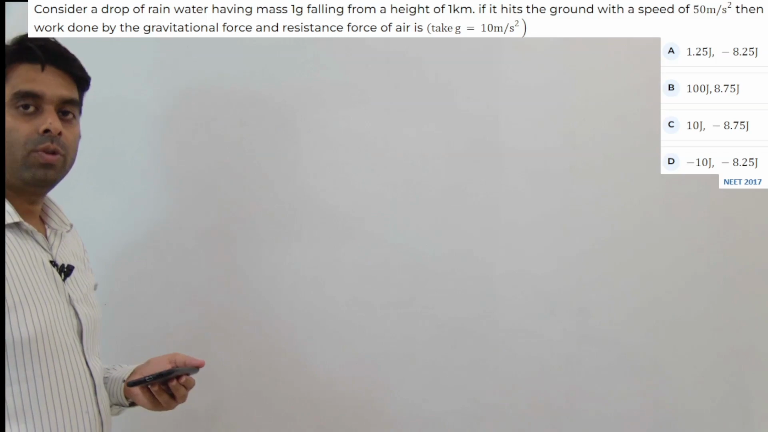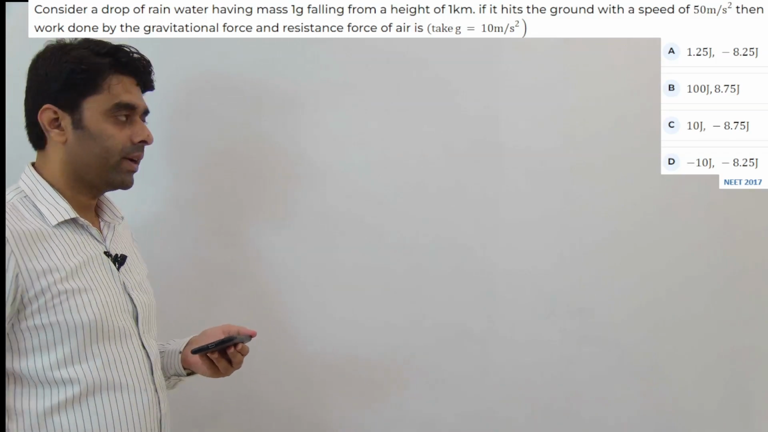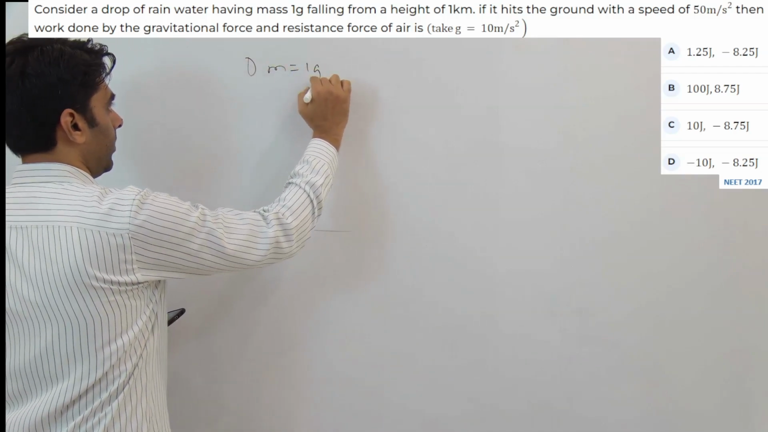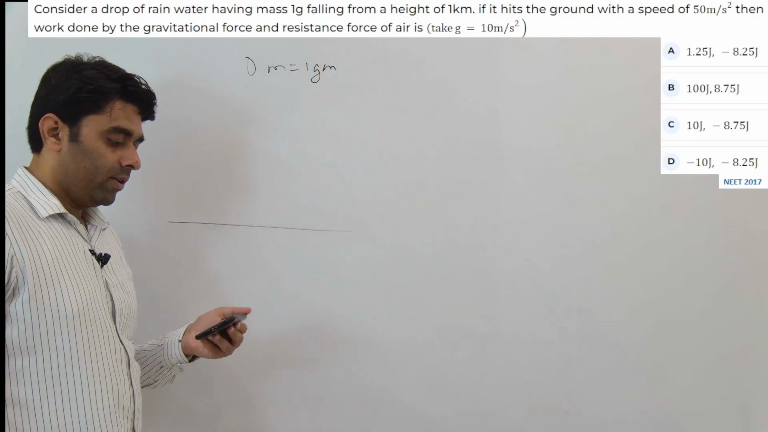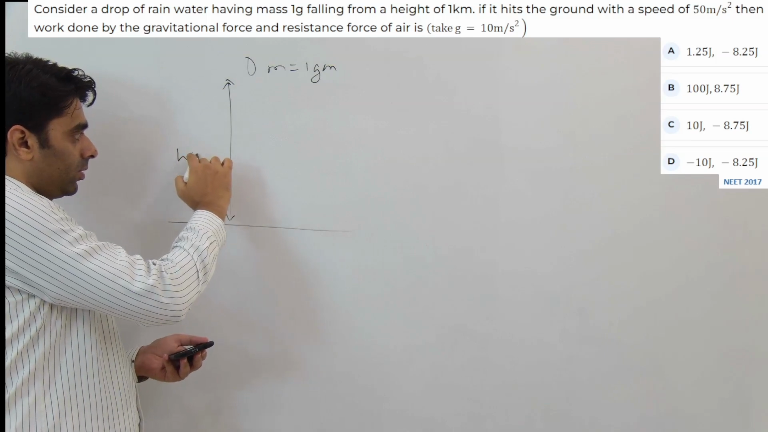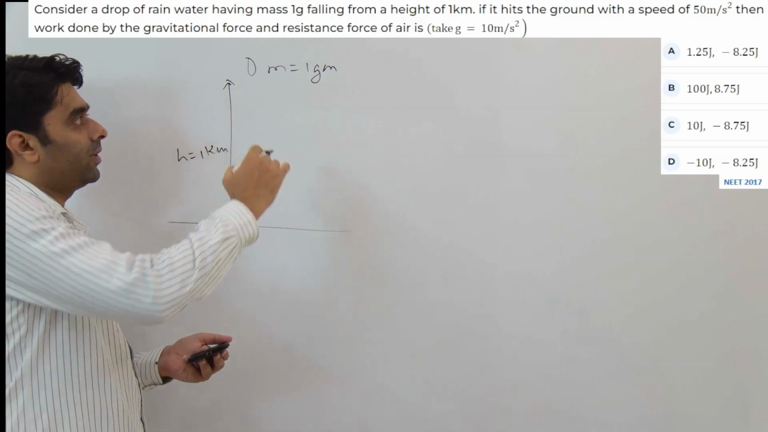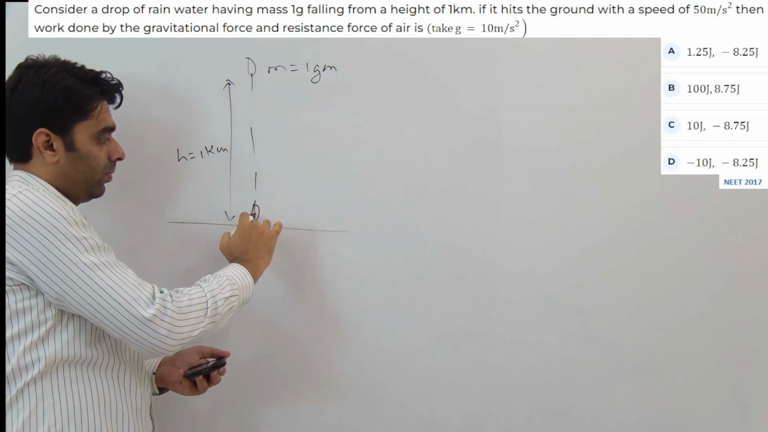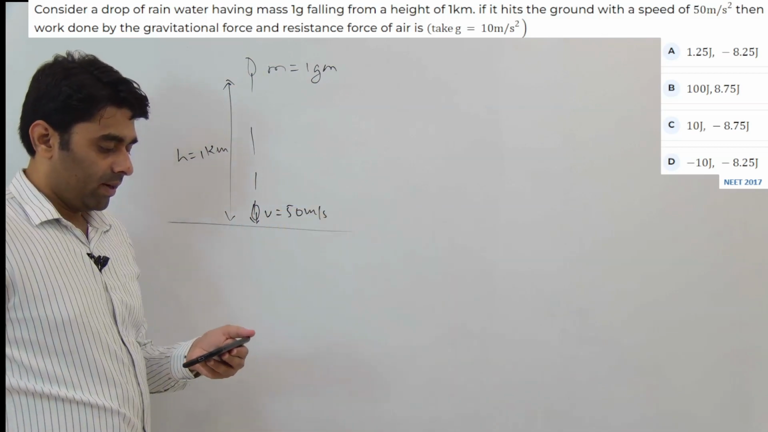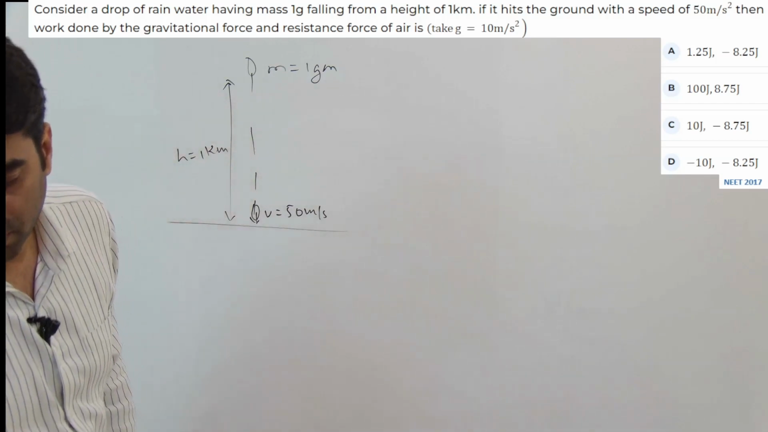So our question says, consider a drop of rainwater having mass 1 gram, falling from a height of 1 kilometer. So this height is 1 kilometer. If it hits the ground with a speed of 50 meter per second, when it reaches over here, speed becomes 50 meter per second. Then work done by gravitational force and resistance force of air is? G, take as 10 meter per second square.